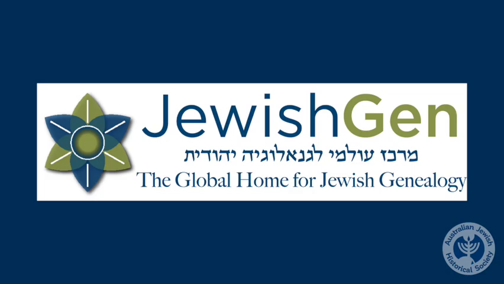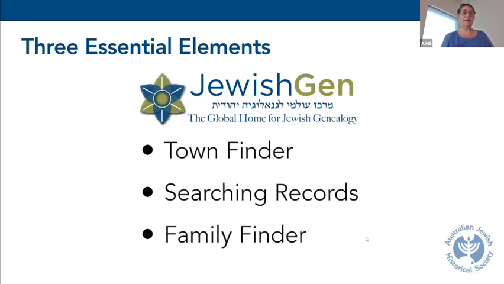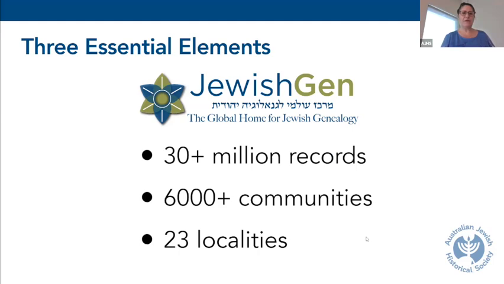So what are the three most key things in JewishGen? Well, the Town Finder is an incredibly important little resource. Obviously, the records, and we're going to go into some of the ways to search those records, and the Family Finder, which will help you connect with other researchers around the world. JewishGen holds over 30 million index records covering over 6,000 communities around the world in 23 localities and subject matters.